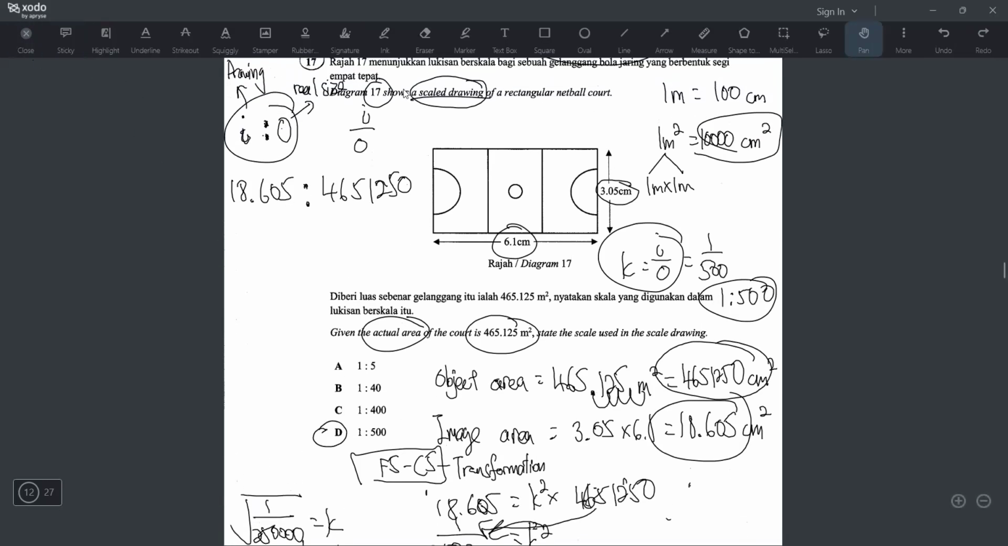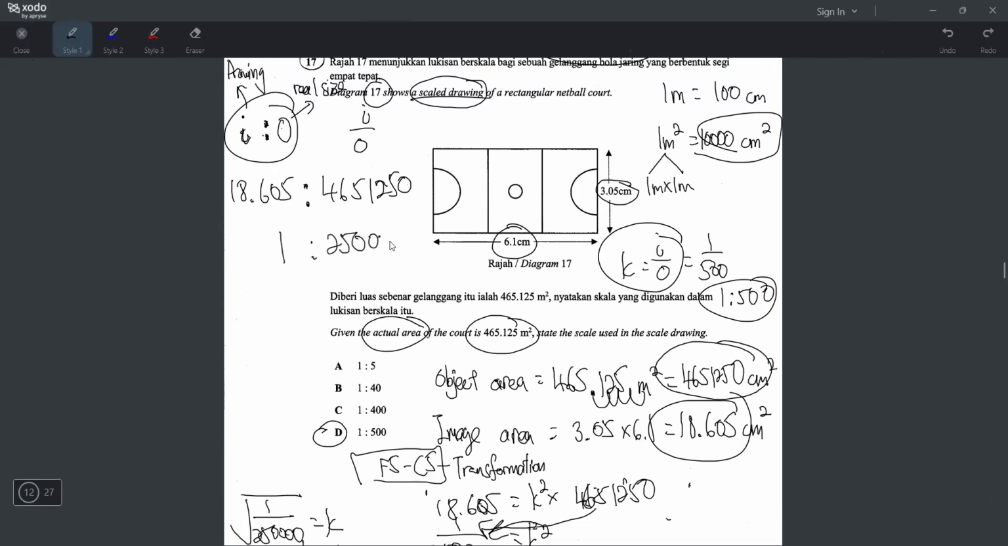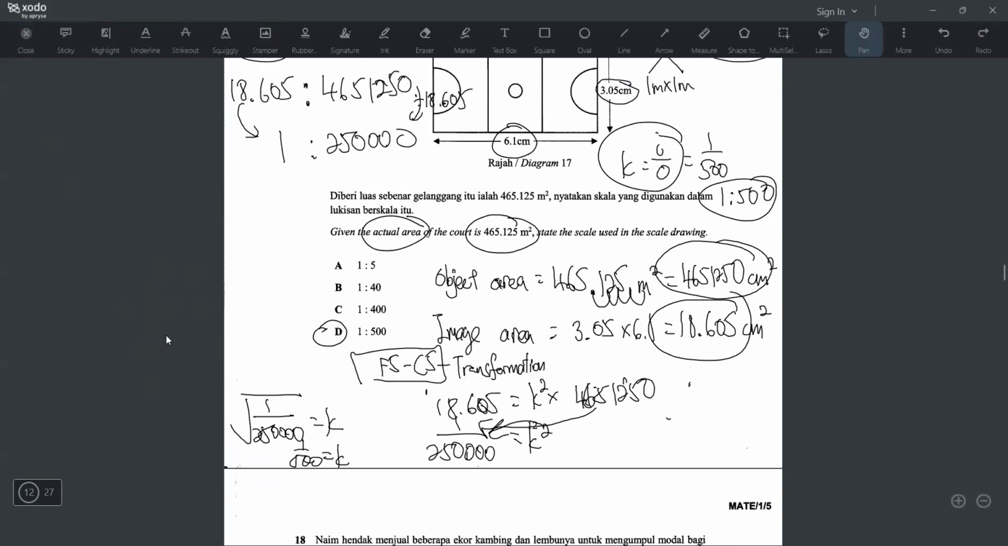But I want to add a little. Saya nak cakap lagi sikit. Actually, you can also use this method. But if you use this method, you will also get 1 ratio 250,000. Because how you do it is, here you will bahagi 18.605 to get 1, because when you write scale drawing, you want the front number to be 1, right? And then this part, you will also divide by 18.605. And trust me, if you press this and divide, you will get this, right? But then you have to square root. And why do you have to square root? Because it's area.